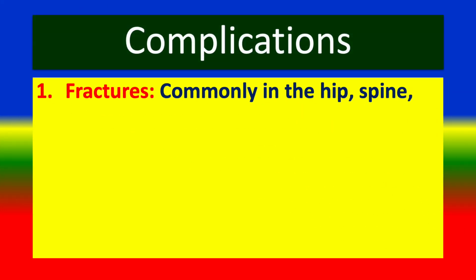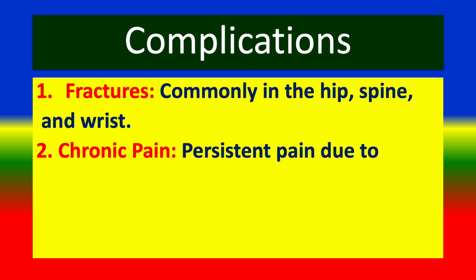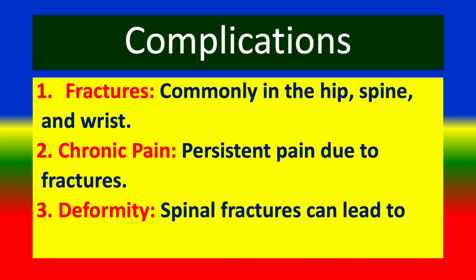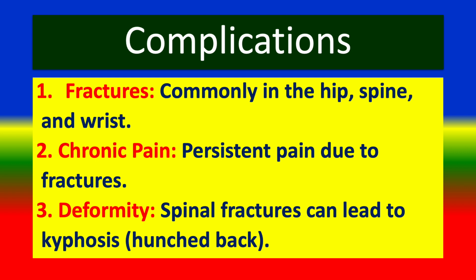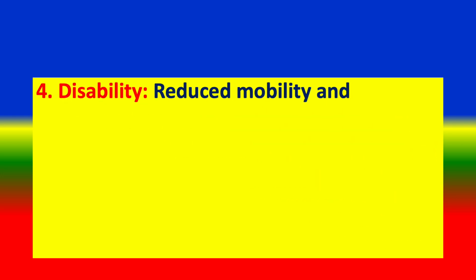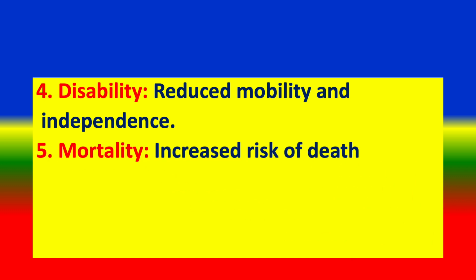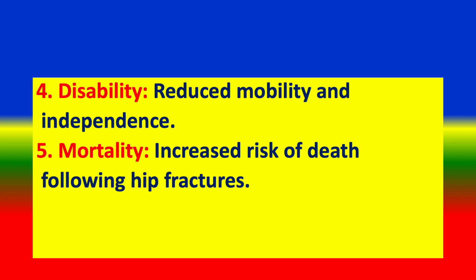Complications: first, fractures, commonly in the hip, spine and wrist. Second, chronic pain, persistent pain due to fractures. 3. Deformity, spinal fractures can lead to kyphosis. 4. Disability, reduced mobility and independence. 5. Mortality, increased risk of death following hip fractures.